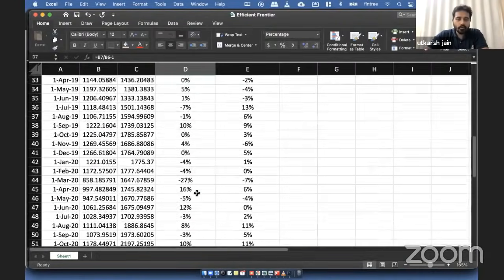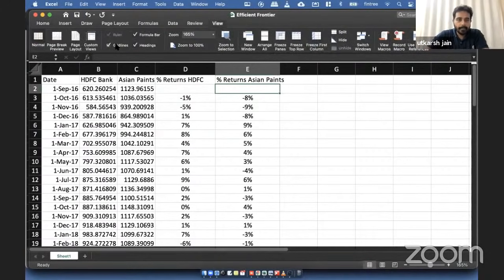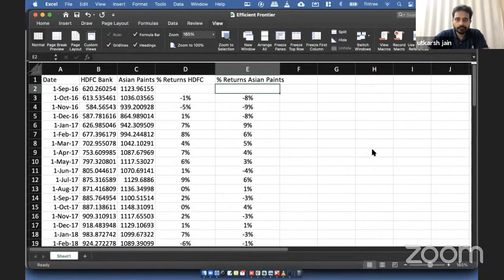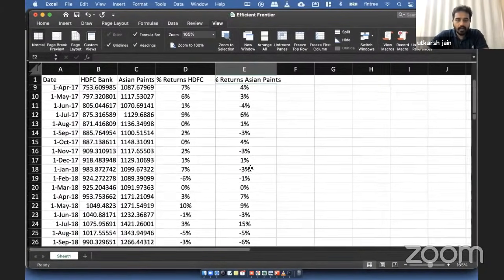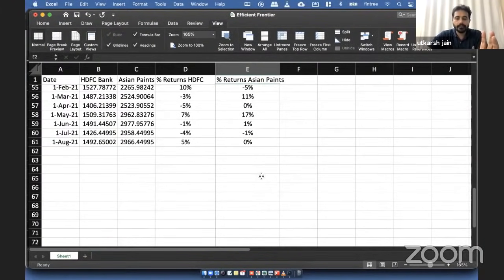Now, what I want to know is, what is the average return that I have earned over these 59 months? Average means, some month I'm earning more, some month I'm earning less. So what is an average return?